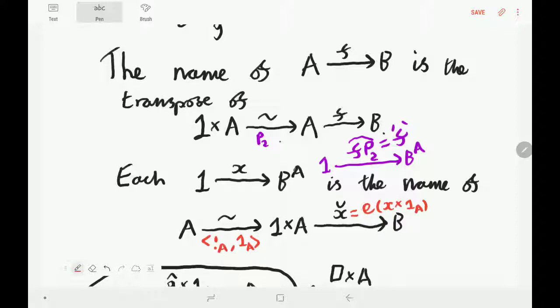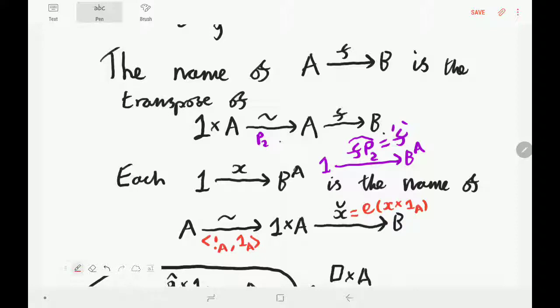Okay, if we take this x cup here, this x is the name of a point of the exponential object, but we say it's going to be the name of an arrow from A to B. So what is that arrow from A to B that it's the name of? Well, if we take x and do the transpose of it, so we change it into an arrow from 1 times A to B, that's x cup. And really, x cup is E after x times 1A.